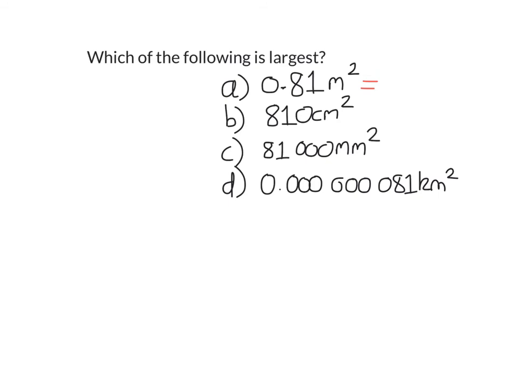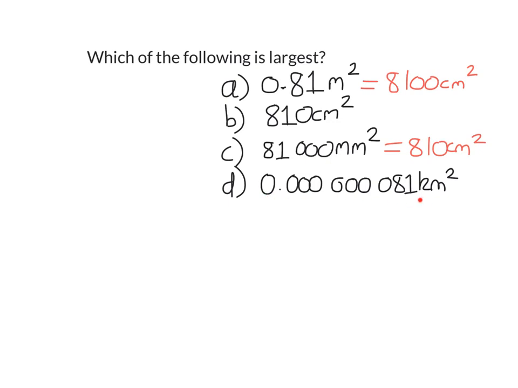So putting 0.81 times 100 squared in the calculator, we get 8,100. 0.81 meters squared is 8,100 centimeters squared. This is already in centimeters squared, so we don't need to change it. Let's convert this to centimeters squared. Well, the way we go from millimeters squared to centimeters squared is we divide by 10 squared or divide by 100. So 81,000 divided by 100 gives us 810 centimeters squared.